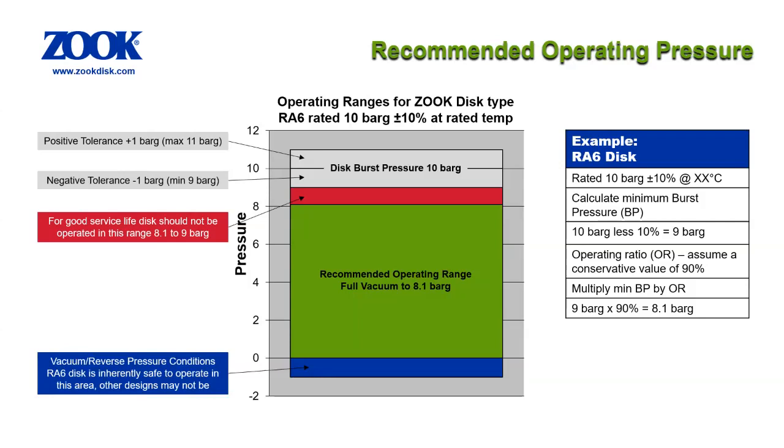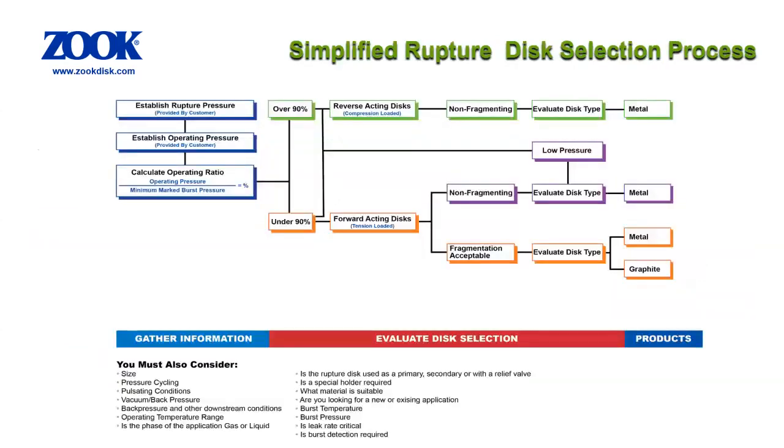So let's see how this all fits together. This slide is an example of a simple decision tree that goes through the decisions you must make and the information you need to have to select the correct rupture disk for your new application. I emphasize new because the process is slightly different when troubleshooting an existing application. The first step is to gather all the information you can, both general and specific to your application. Next, you need to get your calculator out and work out the operating ratio required by the application.